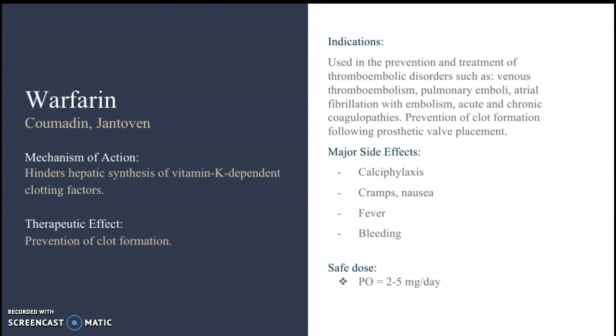The second prototype drug to be discussed is warfarin, also known as Coumadin. Warfarin works by hindering the hepatic synthesis of vitamin K-dependent clotting factors, thereby preventing clot formation. It is used in the prevention and treatment of thromboembolic disorders such as venous thromboembolism, pulmonary emboli, atrial fibrillation, and acute and chronic blood disorders.